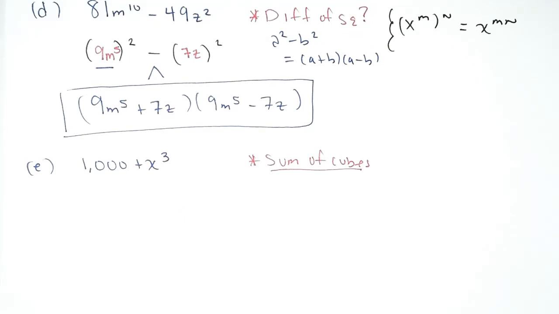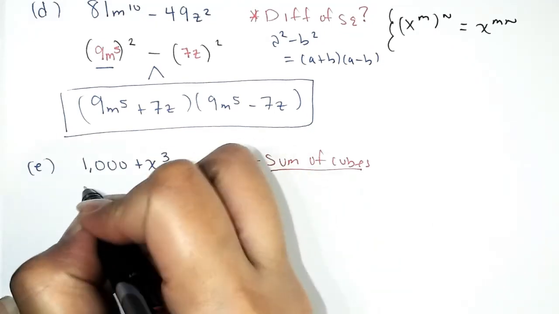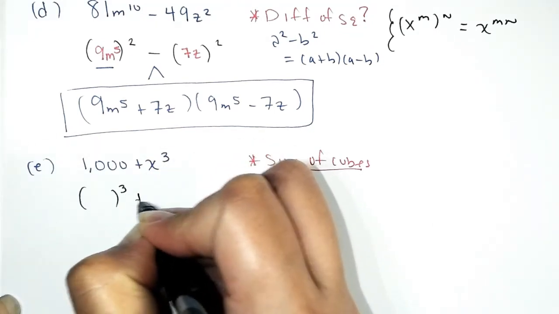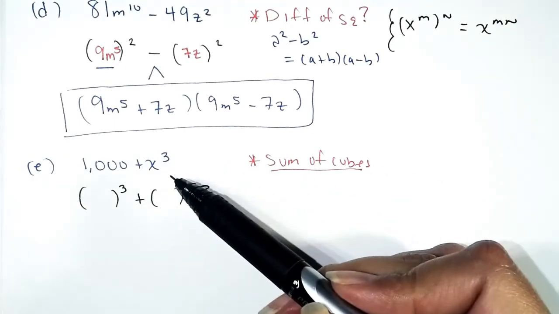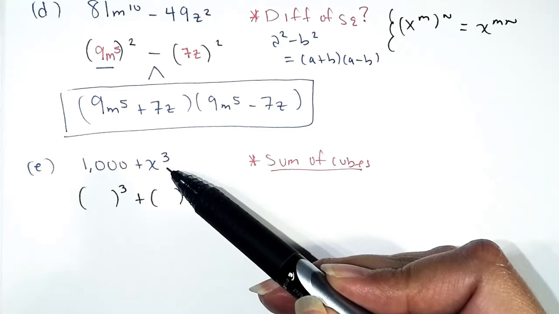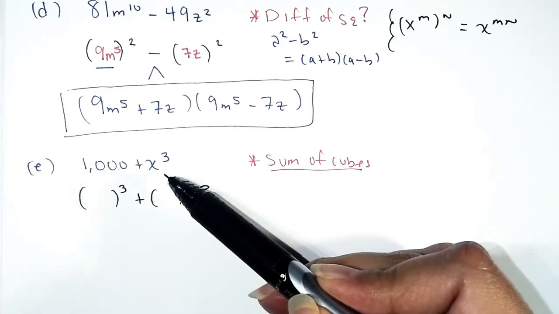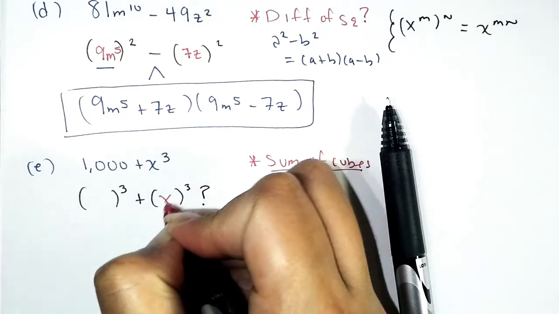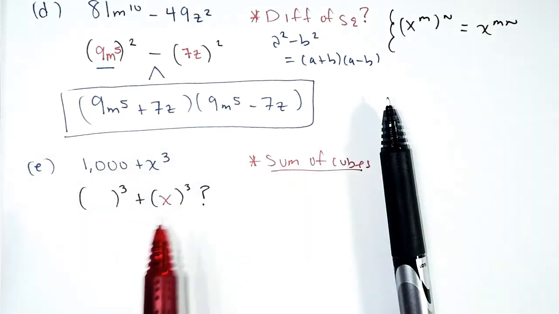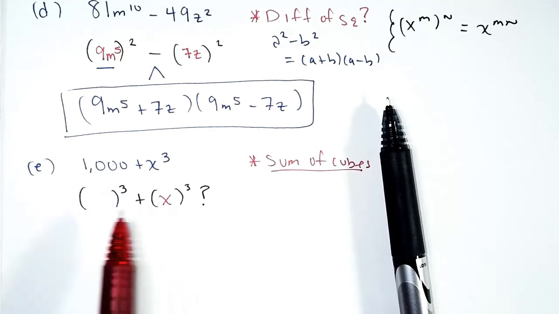Okay, so let's do the mold. Do we have something cubed plus something cubed? Okay, I'm gonna go with what I feel more comfortable with, which is x. Okay, x cubed is a perfect cube because it's the cube of x. Cool. If one of these terms is a perfect cube, chances are the other term is also a perfect cube.